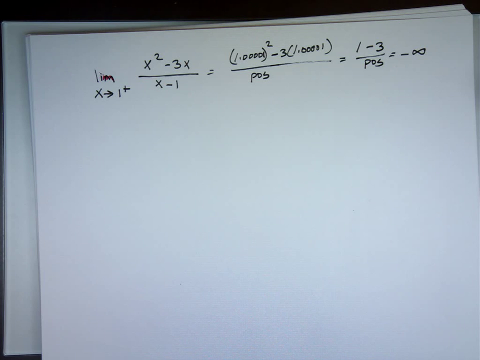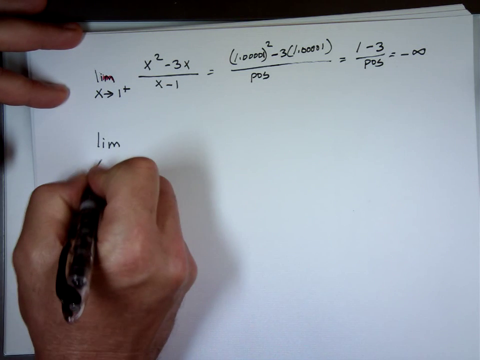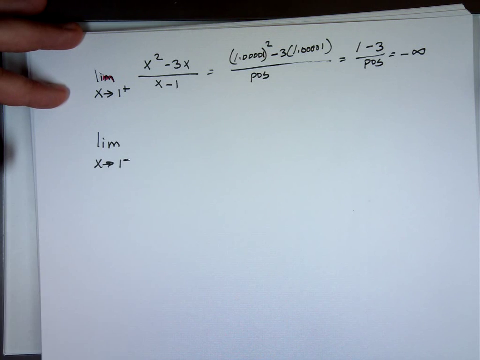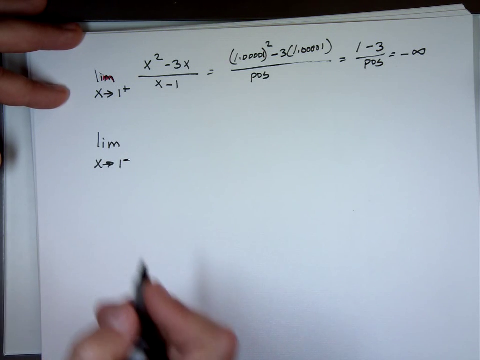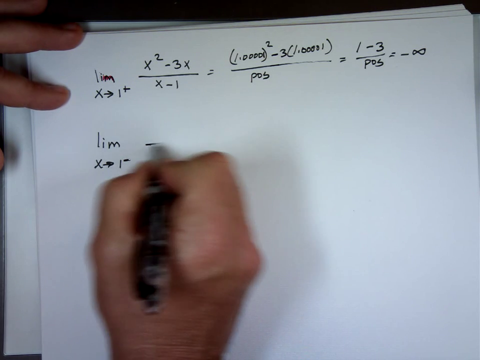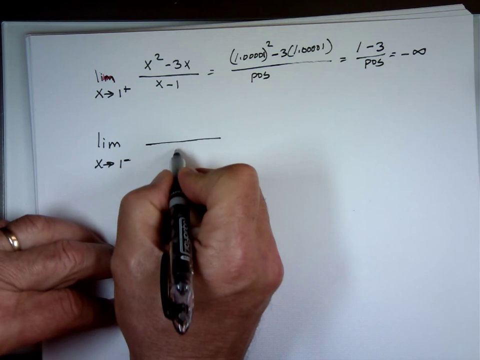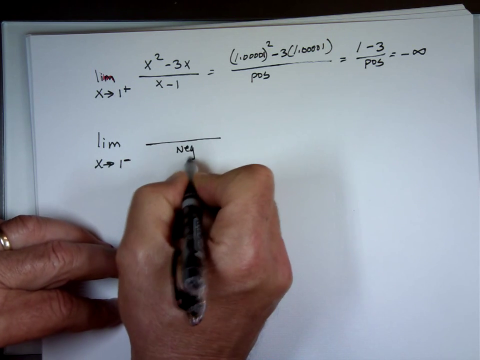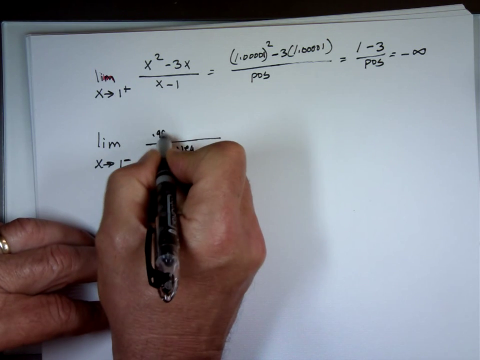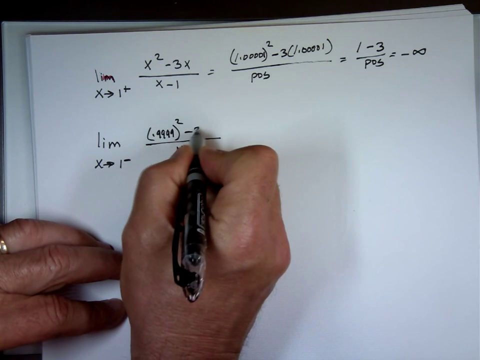Now, if I use a value less than 1, like 0.999999. So if I use 0.9999, you subtract 1 from it, what will happen here? This is negative. If I use 0.9999 and I square that, minus 3 times 0.9999.